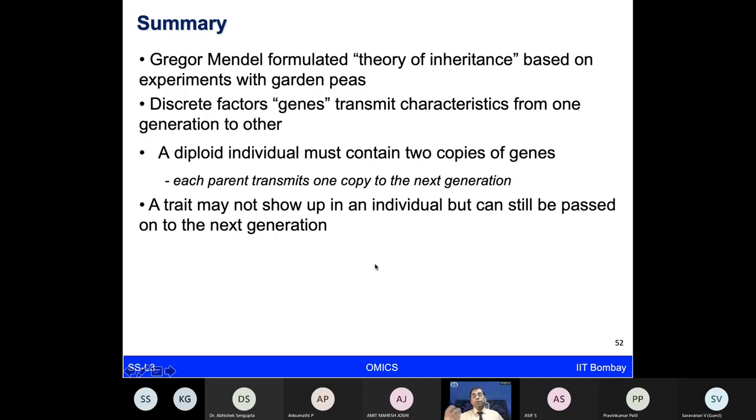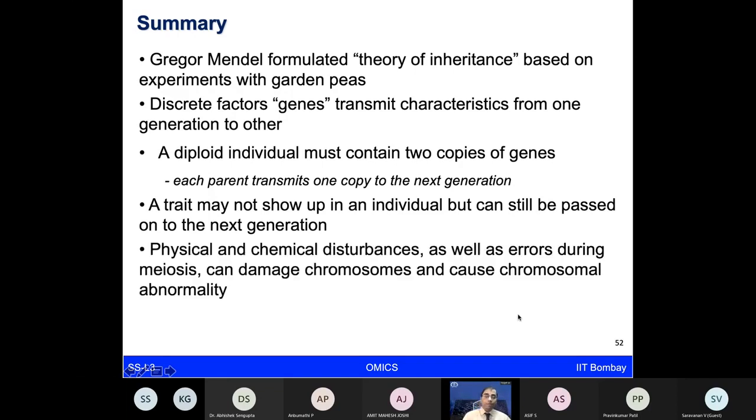A trait may show up or may not show up, like we have seen in color blindness. In the first generation, we may not see those characteristics, but they can still get passed on to the next generation, and now we may see in the second generation that the children are hemophilic or colorblind. Also, we have looked at different possibilities of mutations happening, or physical and chemical disturbances which can damage these chromosomes. This happens quite a bit in the meiosis process, and these can also lead to chromosomal abnormalities, and different syndromes are based on these chromosomal abnormalities.